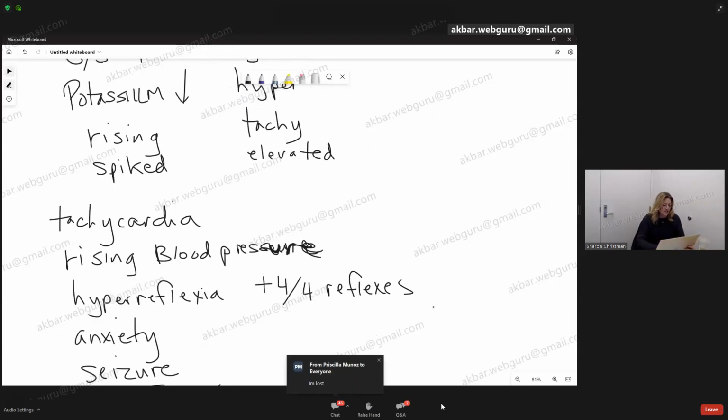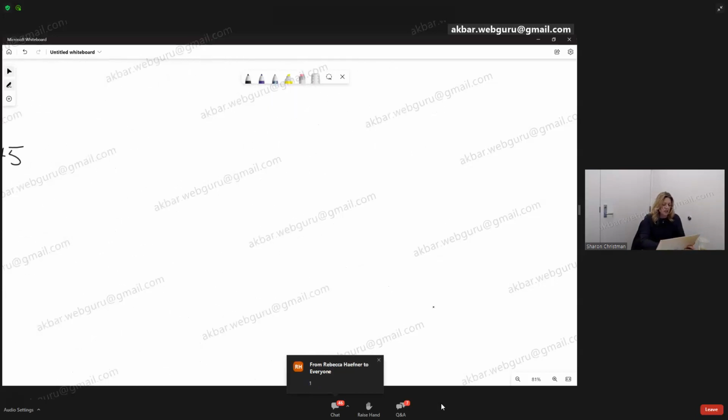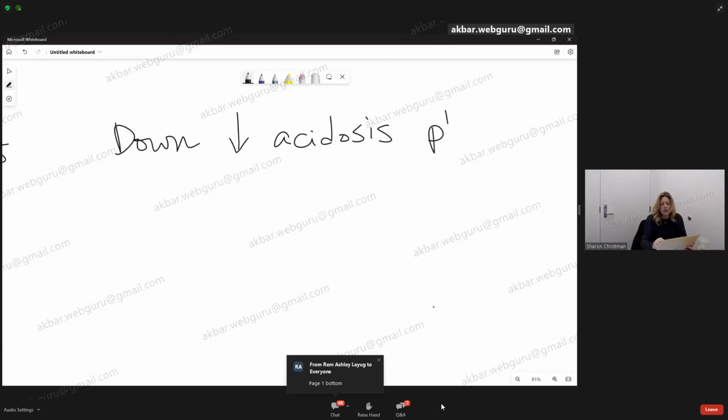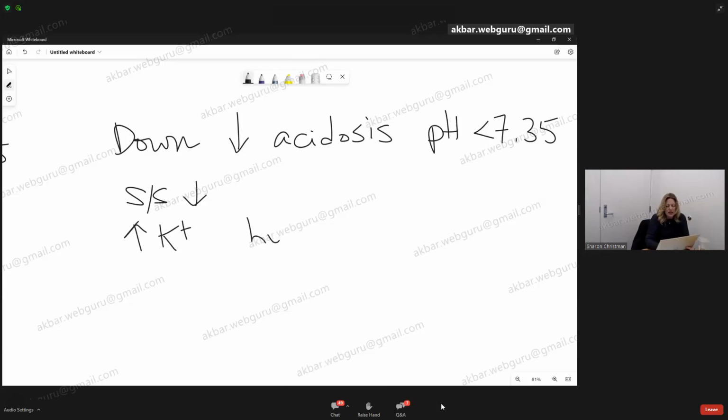Okay. All right, let's talk about down symptoms. Okay, down symptoms. So down. So this is acidosis. pH less than 7.35. So as the pH goes, so goes my patient, except for potassium. So I'm looking for signs and symptoms that are down, except up potassium, which is hyperkalemia. Everything else is going to be down.